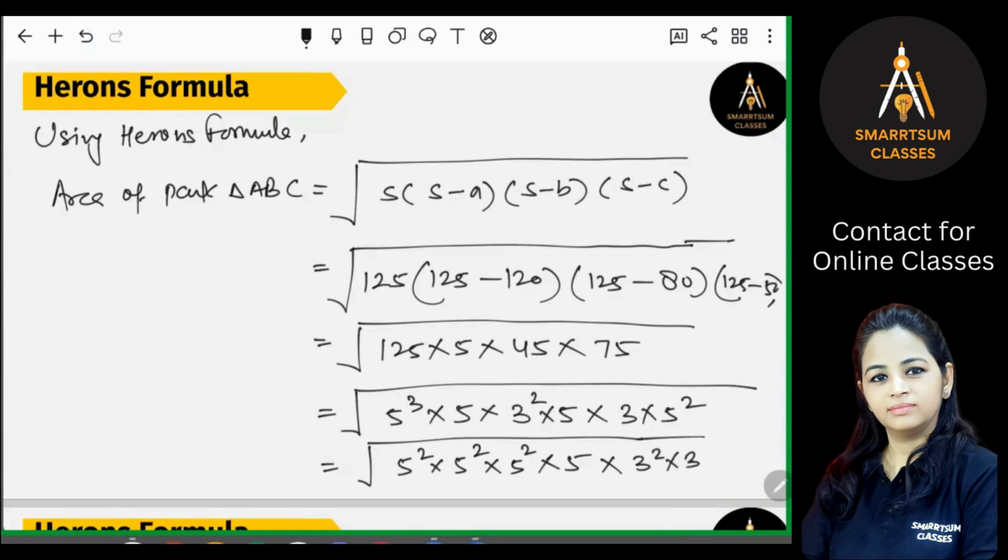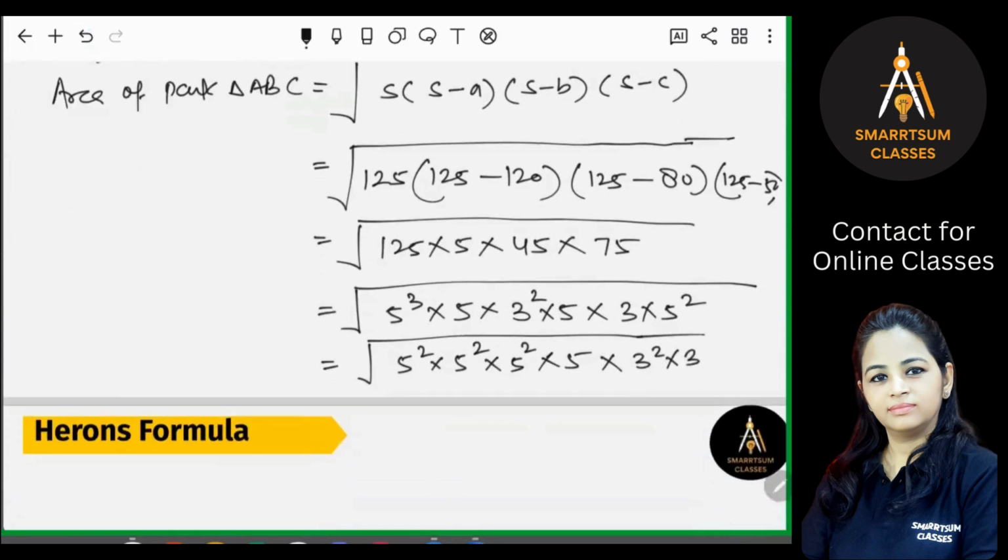Now, whatever square terms we have here, we will put the single factor outside the square root. So for this 5 square, we will get 1 5 outside. For this also we'll get 1 5 outside. For this also we'll get 1 5 outside. And for this 3 square, we will get 1 3 outside. Now rest we will have inside only, right? So what is left here? 5 and 3. So write down 5 into 3, right?